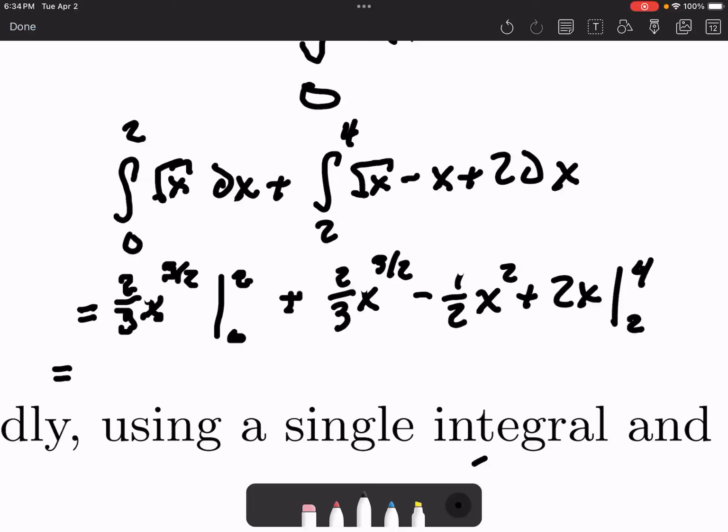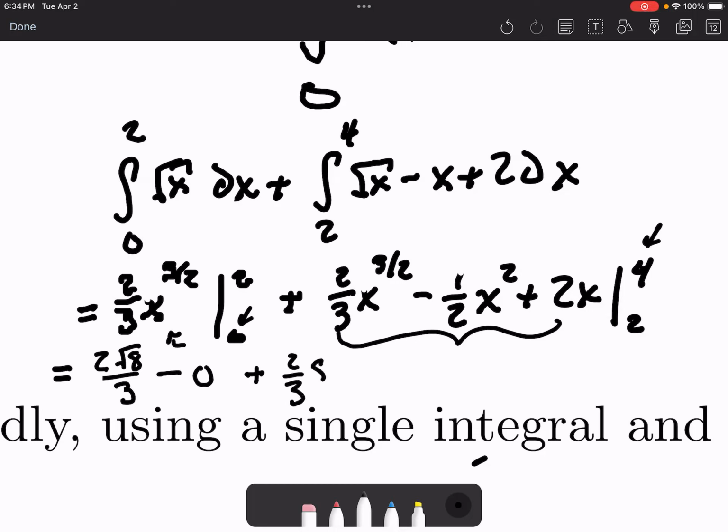A 2 being cubed returns an 8, so we have the square root of 8 being multiplied by 2 divided by 3. And then if we subtract this antiderivative at the lower bound of 0, we have just 0. We will add the value of this antiderivative at 4, which is going to be 4 square rooted is 2, 2 cubed, we have an 8.